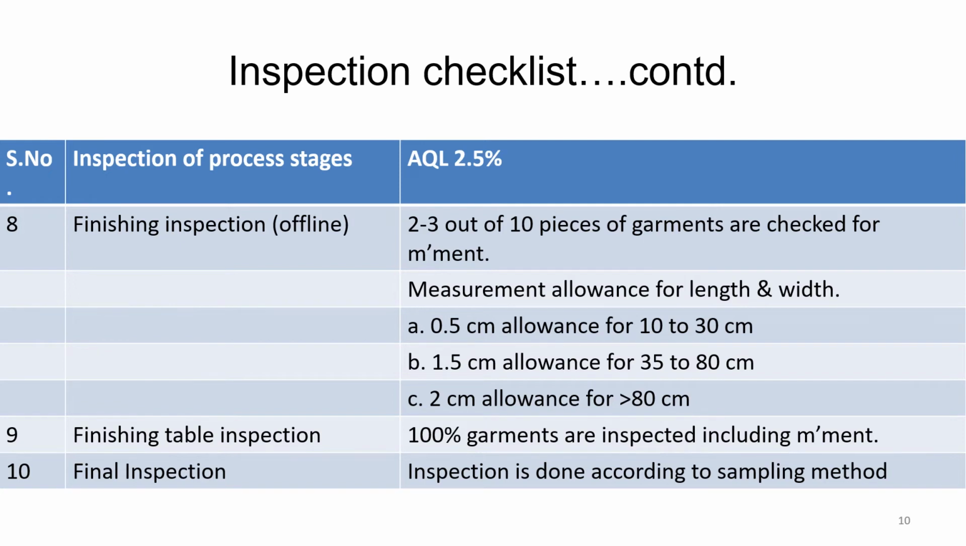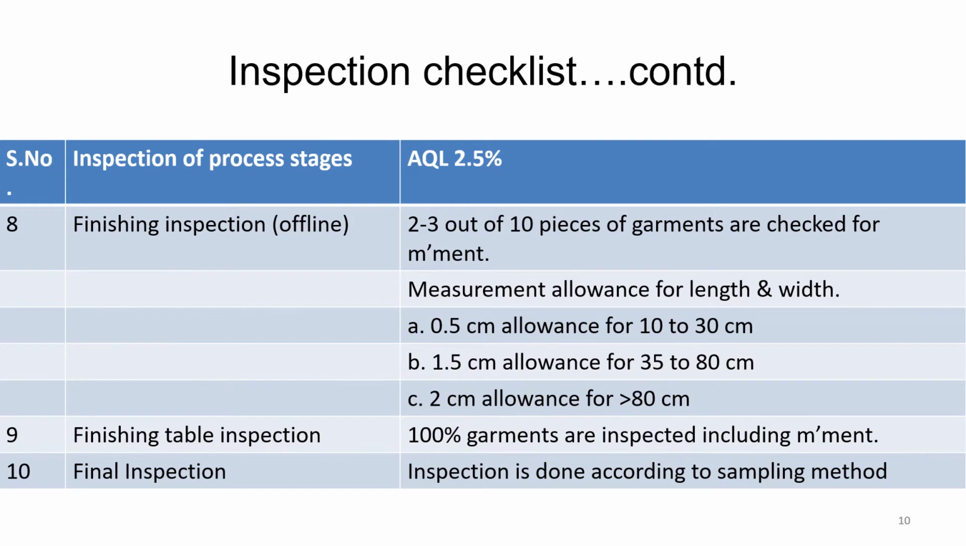When we are talking about a 2.5% acceptable quality level, 2 to 3 out of 10 pieces of garments are checked for measurement. So if there are 100 garments, then roughly 20 to 30 garments are taken. Measurements are checked, and then the fit is also checked. And as a thumb rule, because it's a garment made of fabric, and if you stretch fabric, it will stretch a little, there is a certain amount of allowance given for the length and the width.